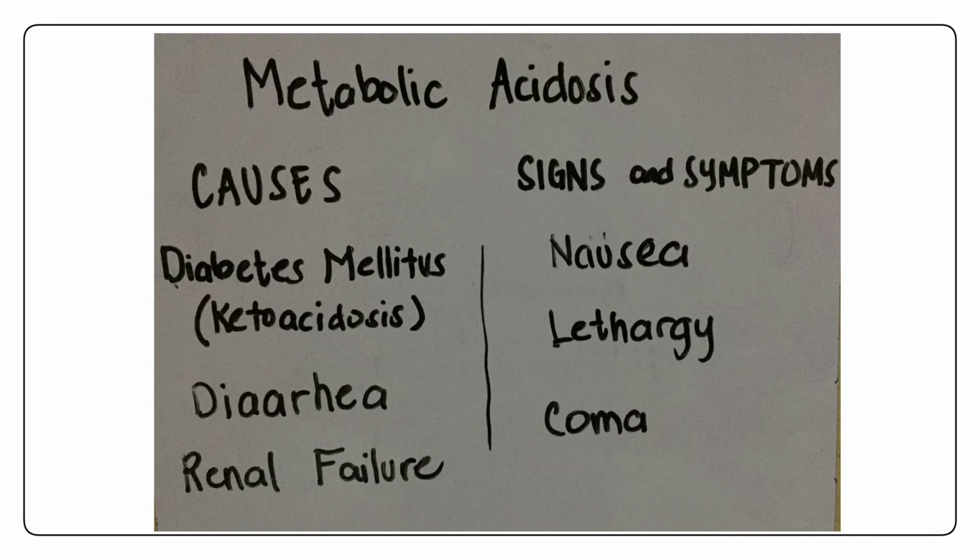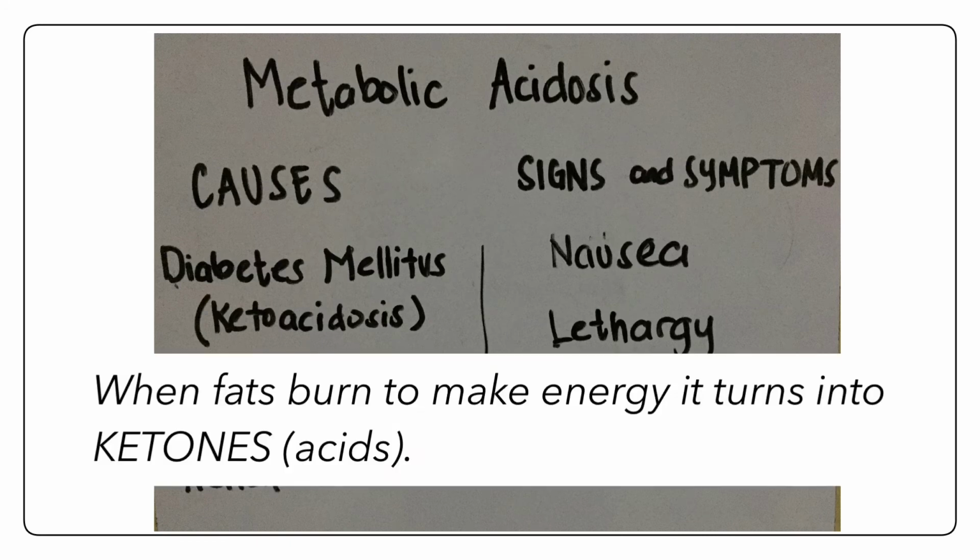Because there are two ways. The first one is because of the ketones. Since there is no energy produced from the sugar, the fat in the body, instead of the carbs, will burn and it will turn into ketones. These ketones are acidic and that makes it metabolic acidosis.